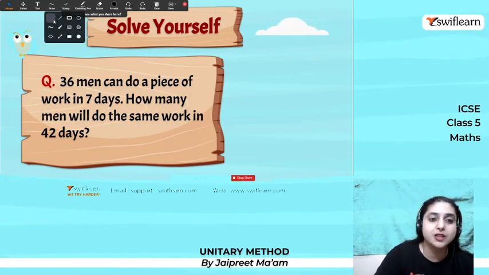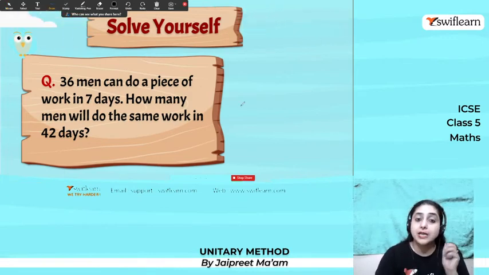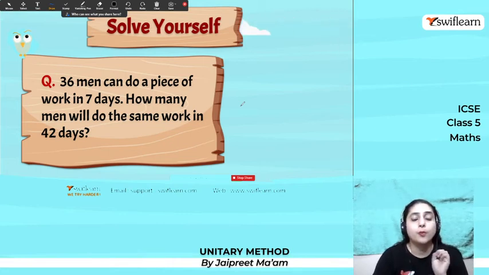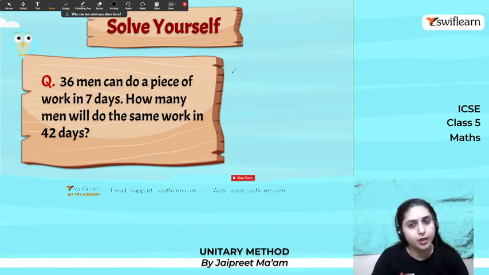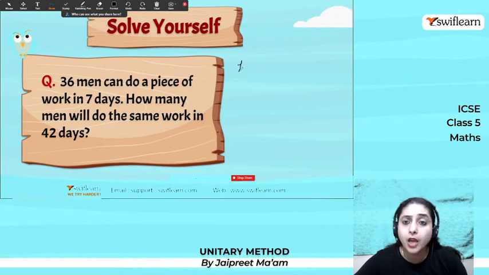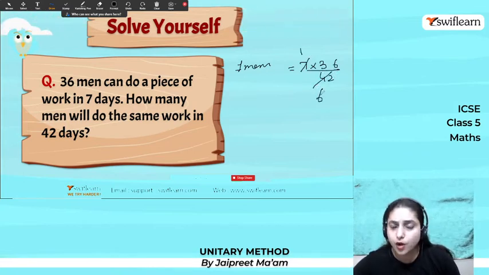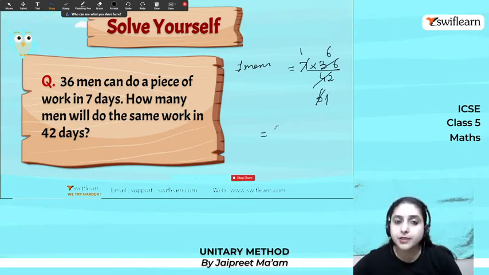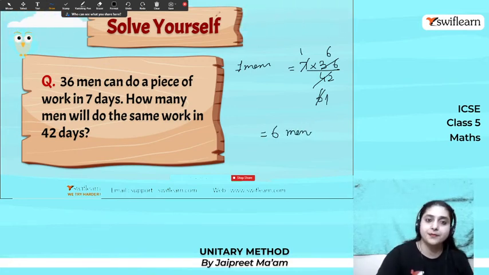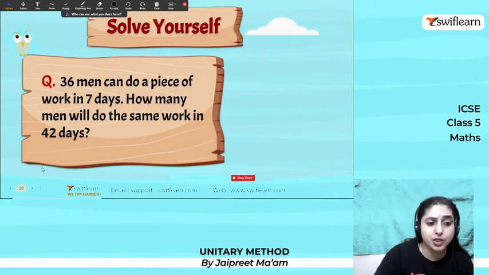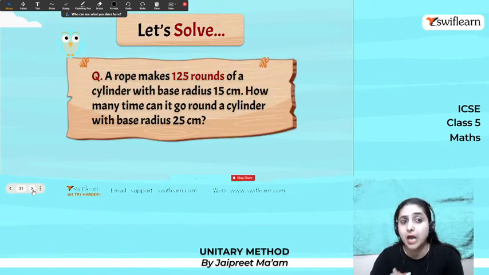Okay, 36 men can do a piece of work in 7 days. How many men will do the same work in 42 days? Again, we will find for one man. So it will be 7 times 36 upon 42. Let's simplify. 7 times 1 and 7 times 6 is 42. 6 times 1 and 6 times 6 is 36. So it's only 6 men. Okay? So quickly answer in the comment box. Let's see who will answer fast.